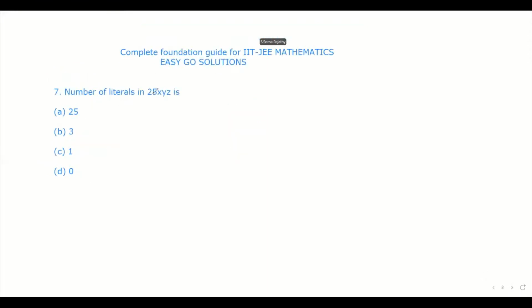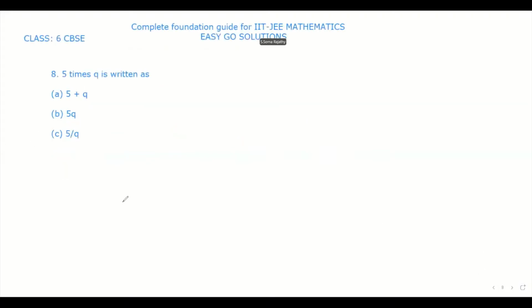The number of literals in 25xyz. The literals here are x, y, z. So there are 3 literals. 5 times q, that is 5 into q. So 5q is the answer. So B option.